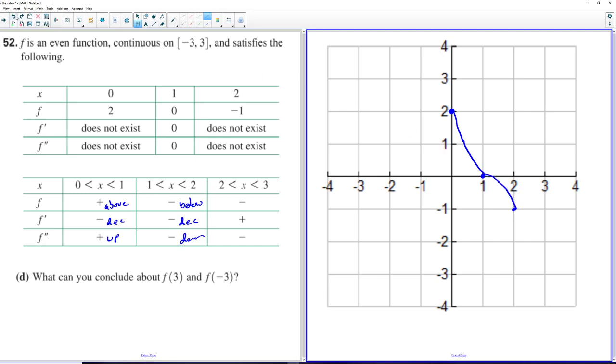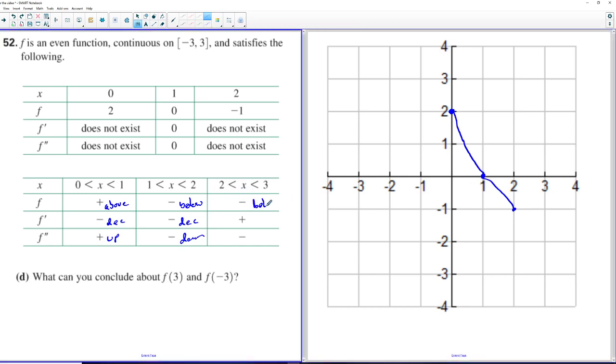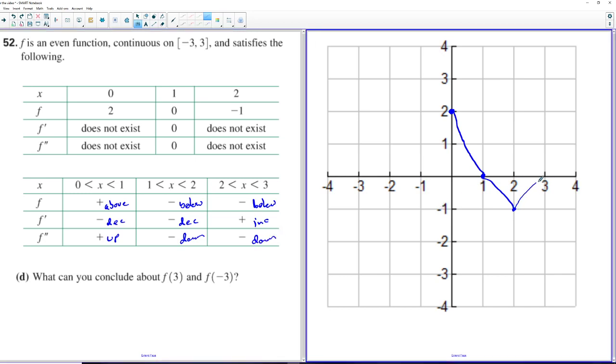Let's redo that. I've already hit 0, and now decreasing concave down. That should be nice and smooth. From 2 to 3, F is negative, which is below the x-axis. F prime is positive, which means increasing. And then the second derivative is negative, which means increasing concave down. And it doesn't say that at 3 it's 0, so we'll assume that it's just a little bit lower than 0.